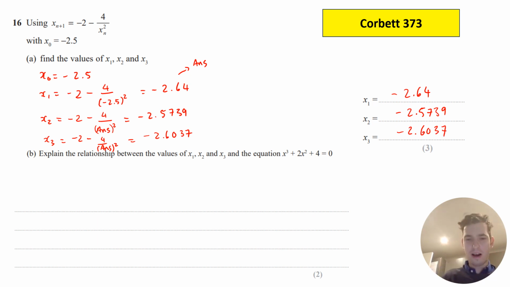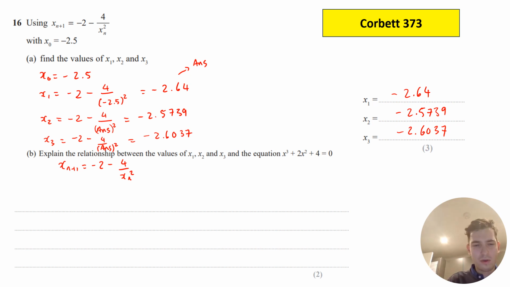Okay, so part B, it says explain the relationship between the values of x1, x2, and x3 and the equation x cubed plus 2x squared plus 4 equals 0. Now, actually, one of the uses of iteration is that it can help us solve different equations. And the reason why is, let's start off with the starting formula: x n plus 1 equals minus 2 minus 4 over xn squared.